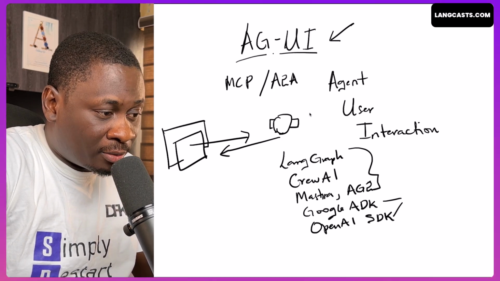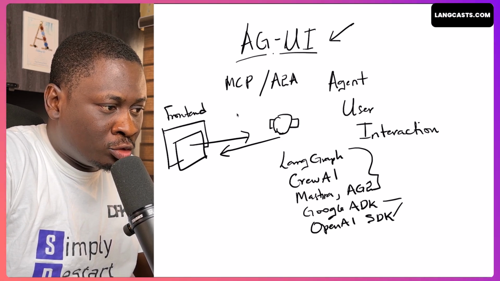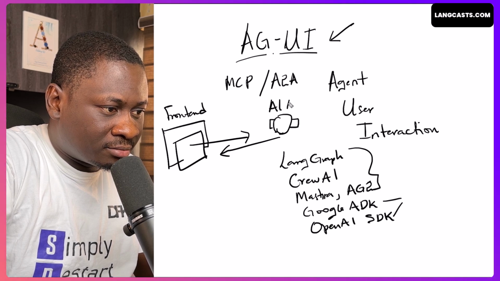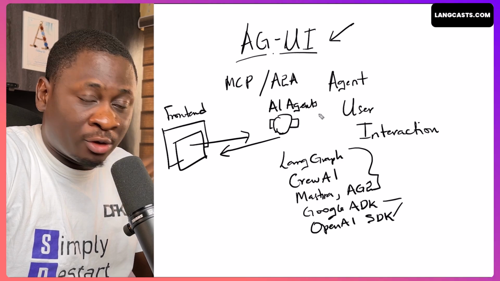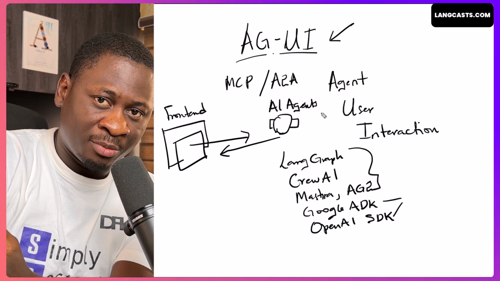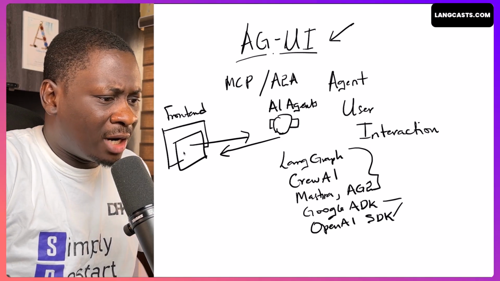It's basically connecting your front end to your AI agents. So your front end applications can directly communicate with AI agents, and also the AI agents can communicate back. But now let us see how it works.